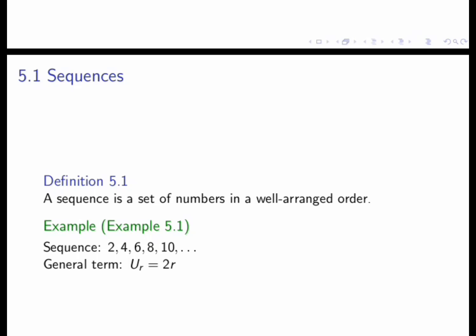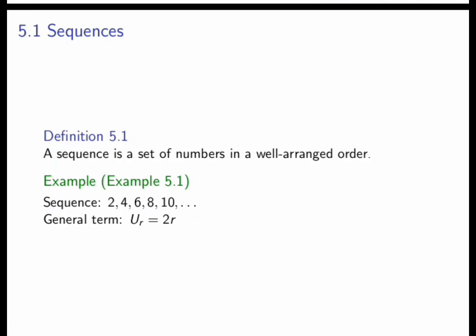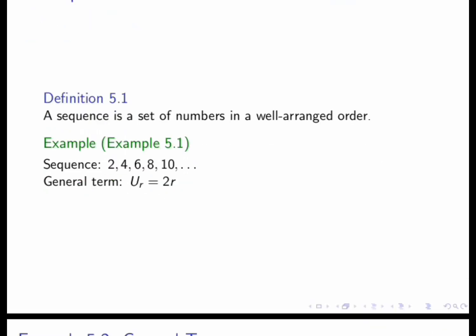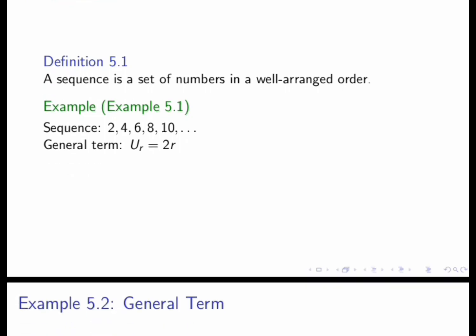What is sequence? A sequence is a set of numbers in a well-arranged order, in the sense that you have 2, 4, 6, 8, 10, or you have 1, 3, 5, 7, 10, and so on. You see, there's a recurrence, there's a pattern, there's a difference, there's a relationship between these values. So you can call this a sequence. Look at these numbers very well. You notice that the difference between these numbers is 2. So because the difference is 2, we can come to a general conclusion and say that the general term is going to be 2r.